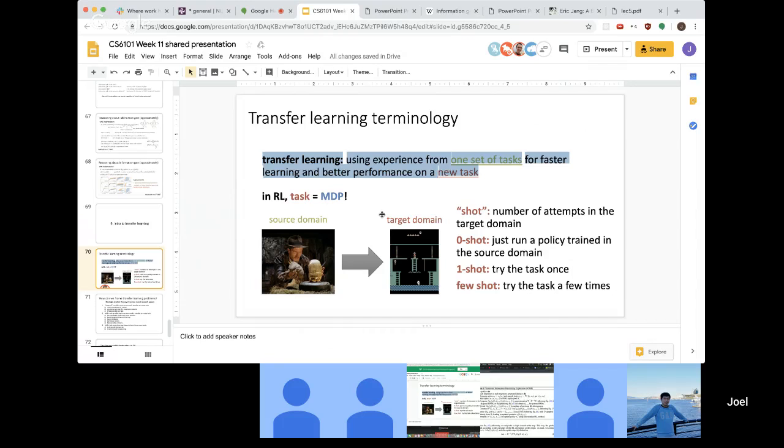So he then goes on to describe the various types of learning. You have zero shot learning, where you have no information about the target domain, then one shot learning, where you run through the target domain once, and then few shot learning. He then talks about how RL is a bit different from learning in vision, where you can take ImageNet, remove the top few layers, freeze the rest of the layers, add another layer and expect it to work. I think you have to do something slightly different.